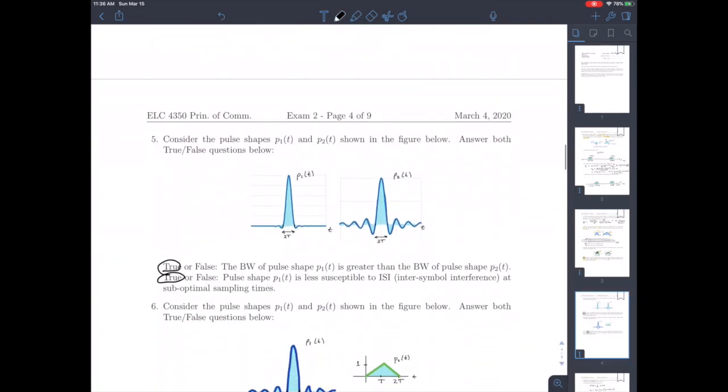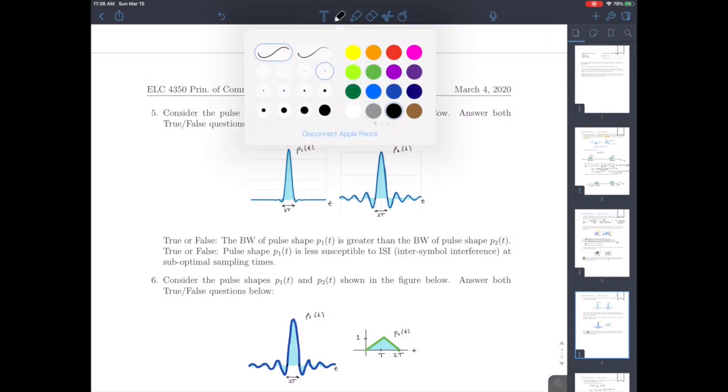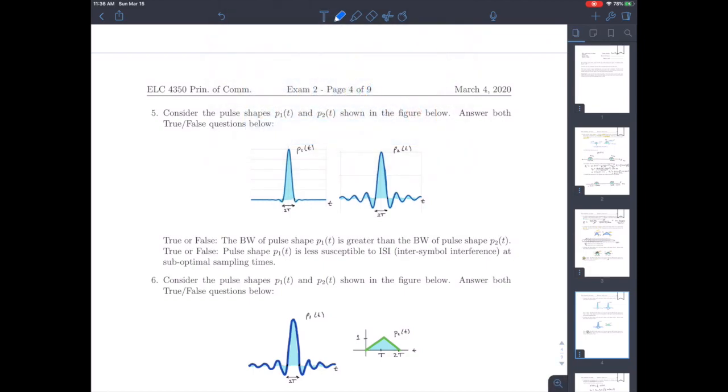Okay, all right, next, I gave away the answers here, but next, consider pulse shape P1 and P2. Answer both these true-false questions. All right, so what I had in mind for you to notice on this one is that these are examples of raised cosine pulses. We've looked at those kind of shapes in class.